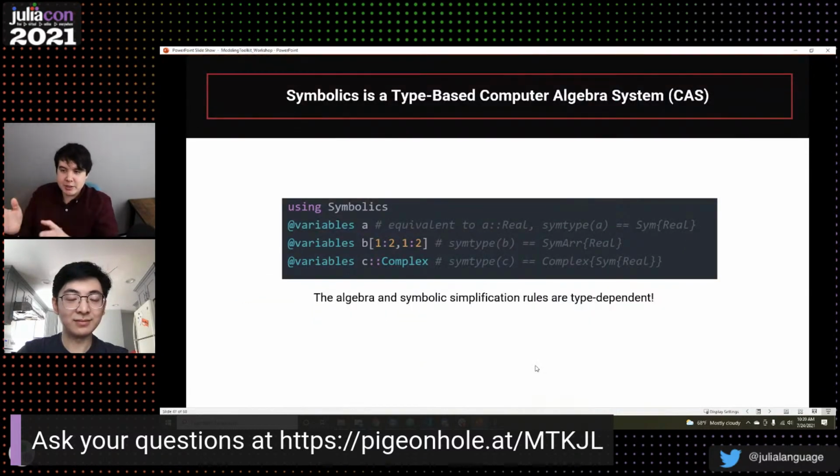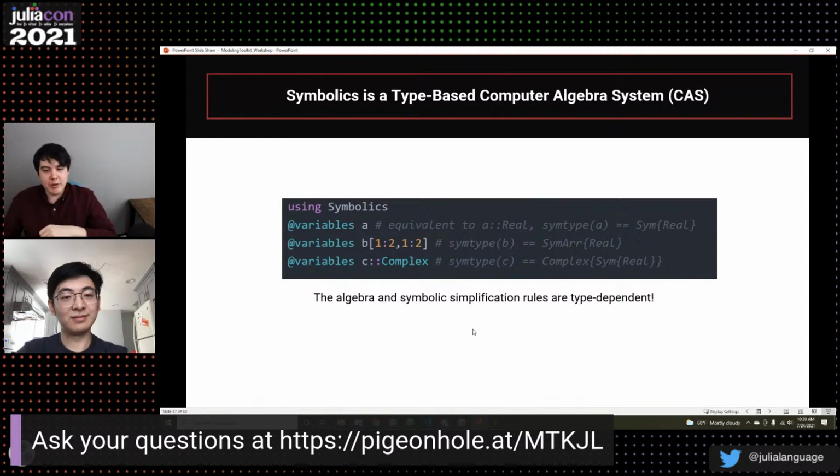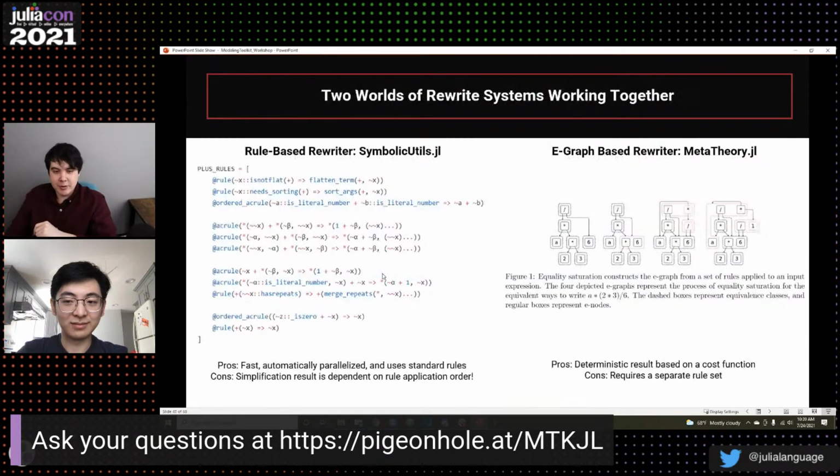Symbolics is a type-based computer algebra system, and so by default, everything is just real numbers. But you can say, well, I want a symbolic array, and this is actually not an array of symbols; it's a symbolic array. And I want a complex valued symbolic variable, and all these things then have different simplification rules and different algebras that they're associated with.